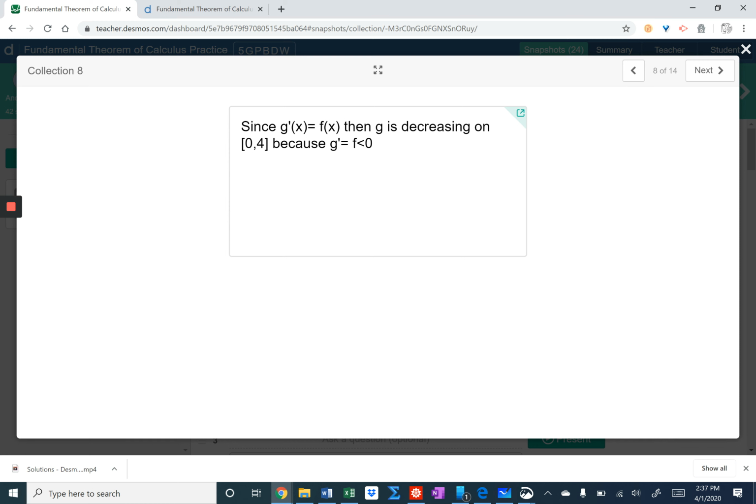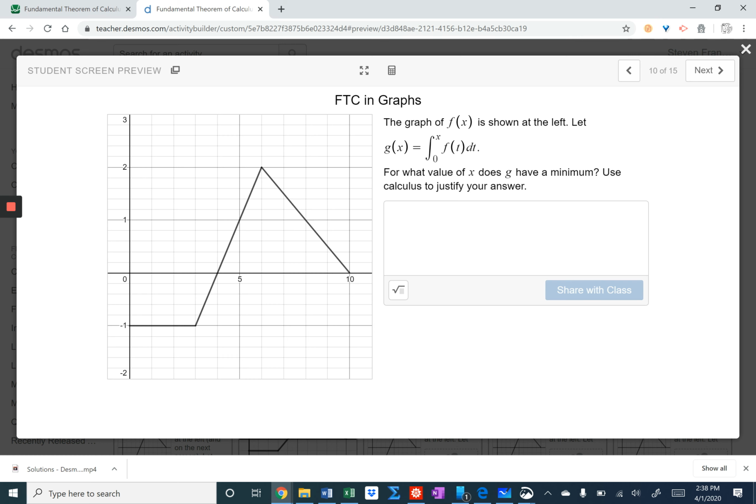For the next one, for what value of x does g have a minimum? A lot of people made a mistake on this one because they answered the question as if we're asking for a relative or local minimum, but we're not. We're asking for an absolute. And the reason why we know that is because it doesn't say relative or local.